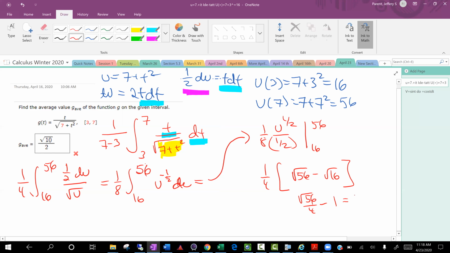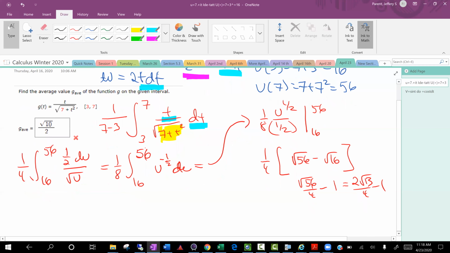Now, I don't know as though WebAssign's really going to care if you get creative and fancy with this. You could write it as 2 square roots of 13 over 4, and then simplify that, for a final answer of square root of 13 over 2 minus 1. But the important part is getting right here. And that's the important part. I guess I kind of expect you to simplify the square root of 16, but this is really the big important part here.